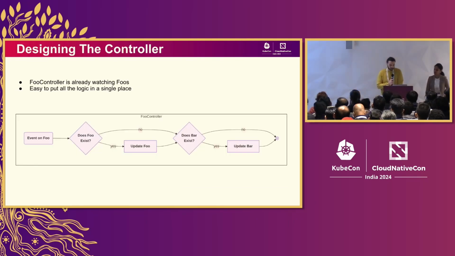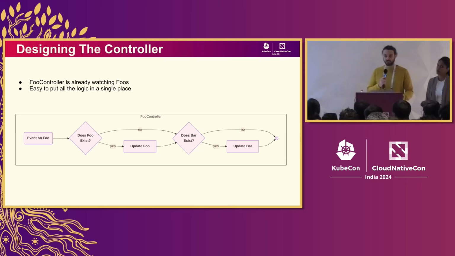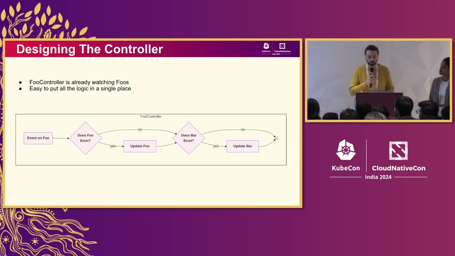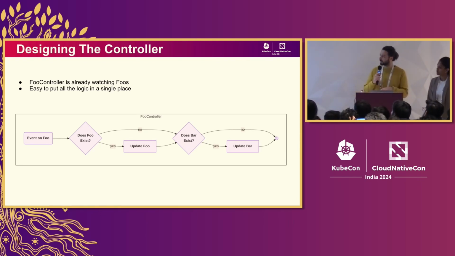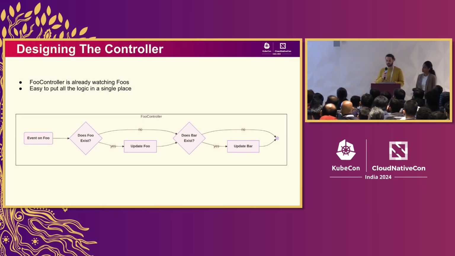Sure, let me get into it. Okay, to me, it's quite easy. We can implement all this logic in the foo controller itself. It will be very easy. The foo controller is already reacting to events on foo. So we should just implement this logic there. So we react to events on foo, we check if foo exists. If it exists, we update it. And in any case, we then try to get bar and update bar coherently.